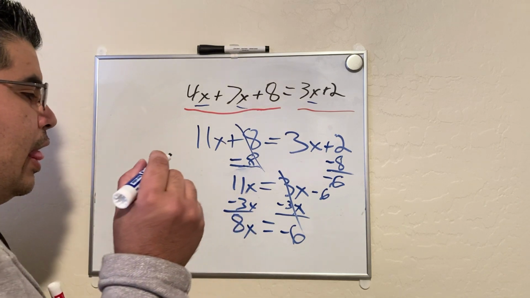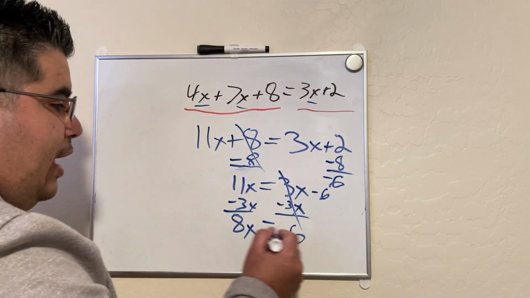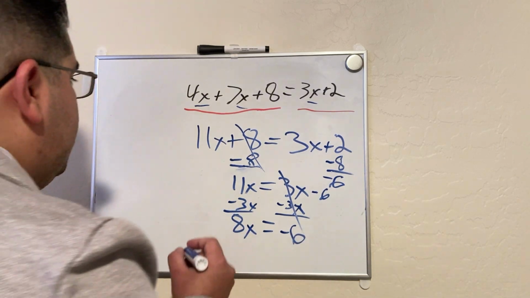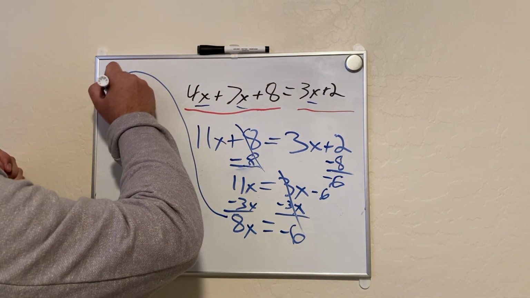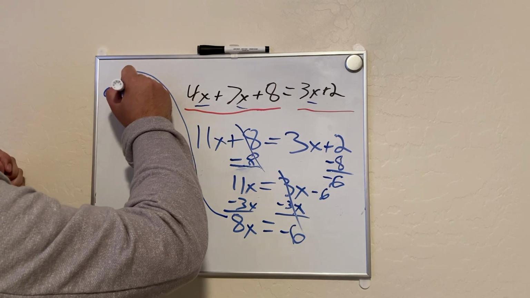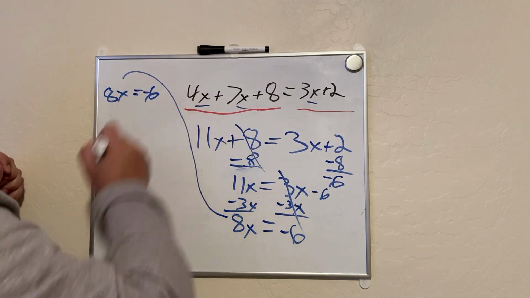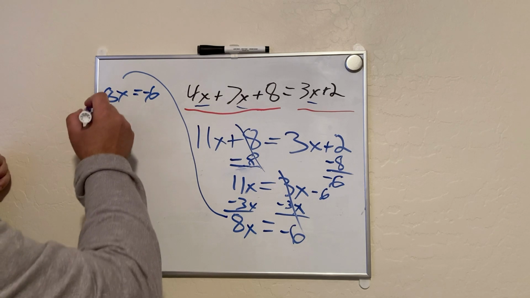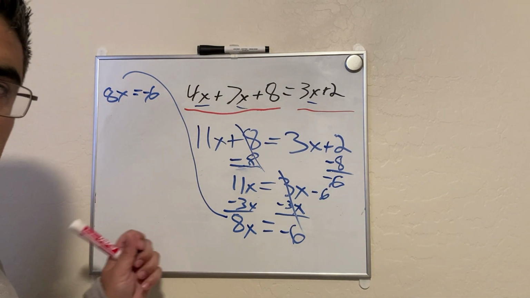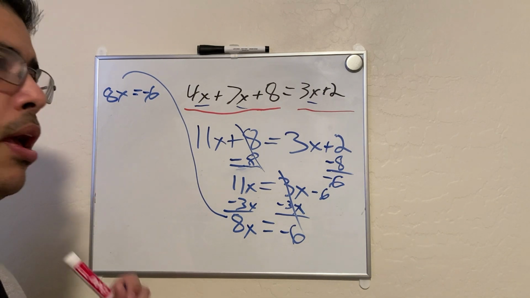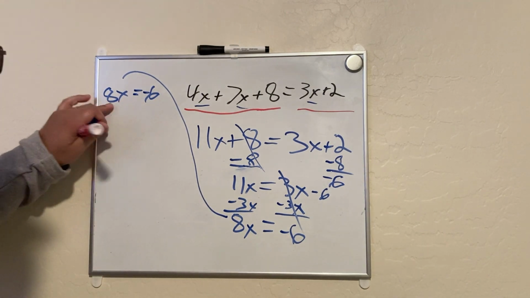All right. Are we done? No. Now we have 8x equals negative 6. I'm going to move it up here. All right. 8x equals negative 6. We're not done yet. Now we have to get rid of this 8. We're not going to get rid of the 8x. 8x is good over there, but we want to get rid of the 8, because right now, the x still has this 8 with it.